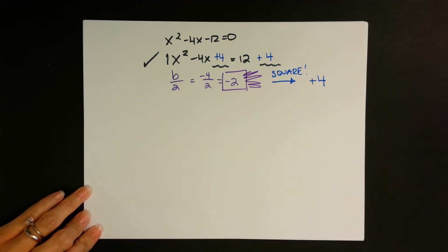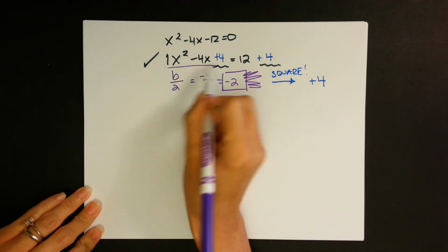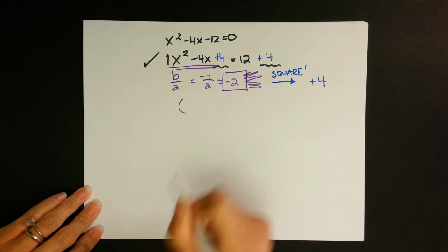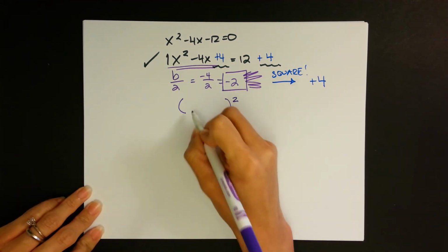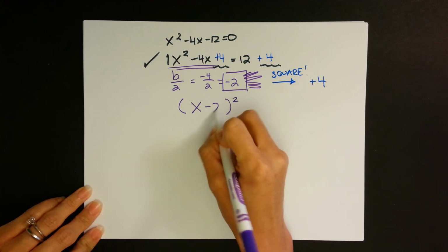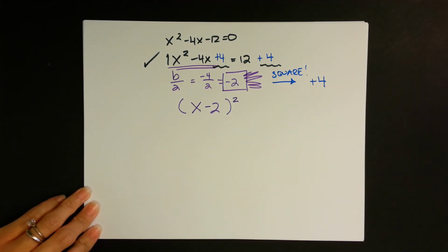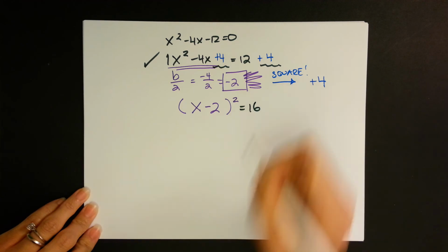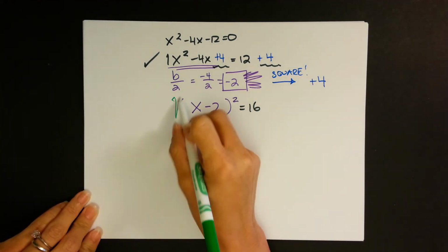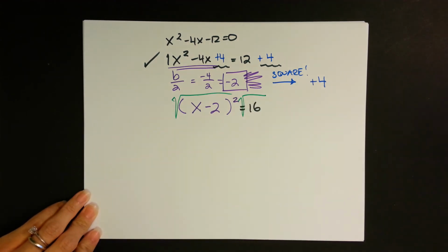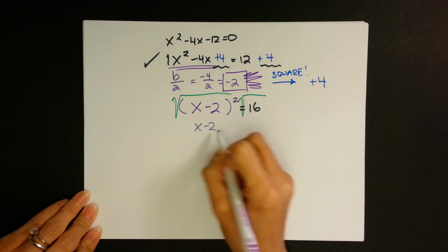And now this left-hand side, I could do all of the factoring that I did before, or I could just say that it's always going to factor to x plus my magic number squared and save myself the trouble. The right side's going to be 16, and finally I'm ready to isolate x. So I'm going to square root. So I have x minus 2.